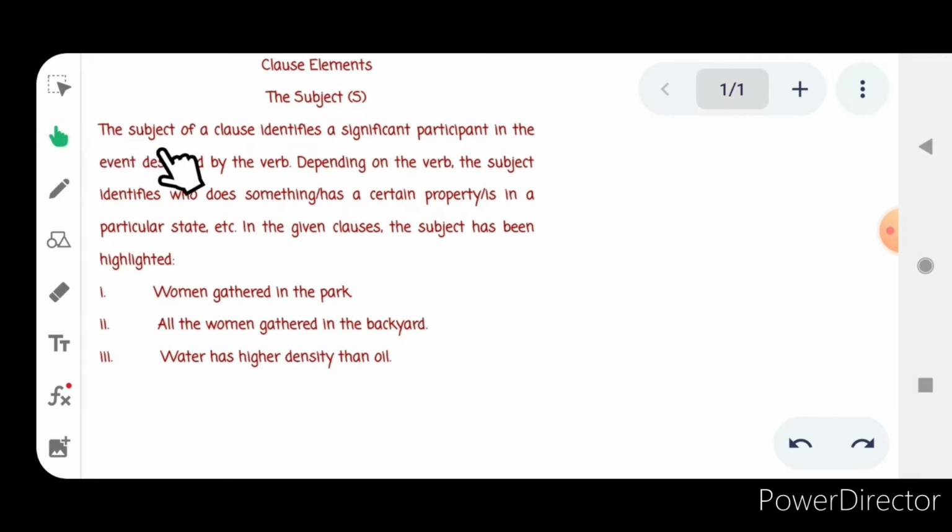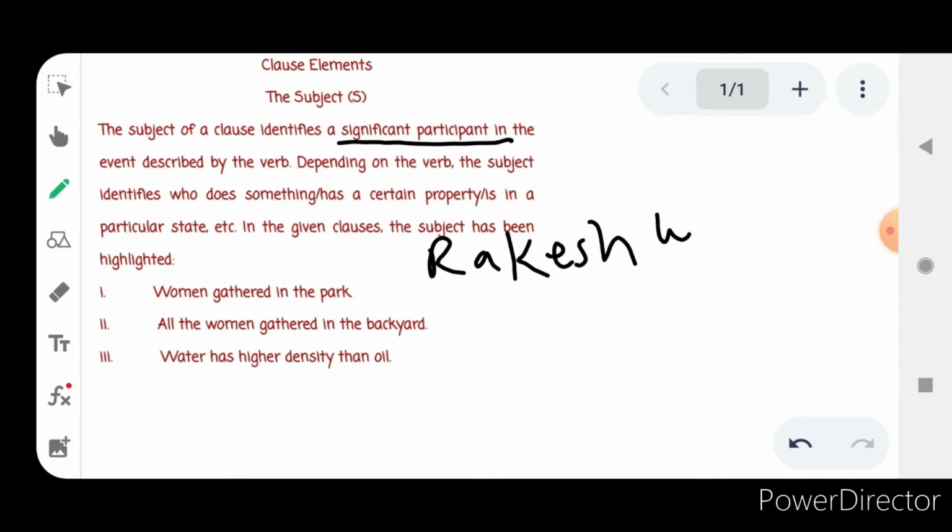What is stated here? The subject of a clause identifies a significant participant in the event described by the verb. The verb describes some event. Okay. Again, I'll take the same example. Rakesh woke up.